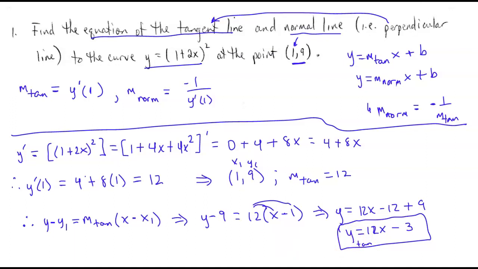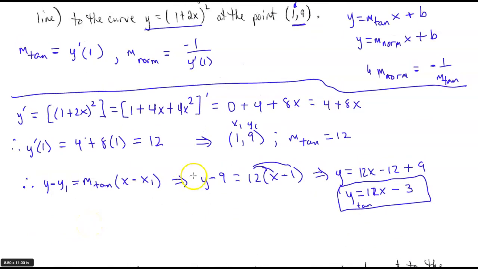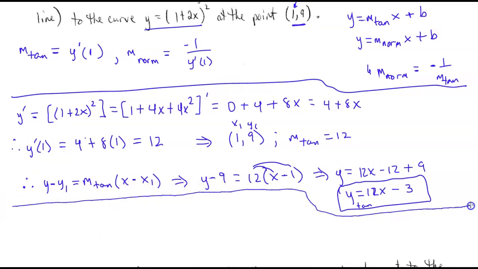All right, so the next thing that we need to do is find out what the equation of the normal line would be, okay? And so for the normal line, go ahead and do some separation here. For the normal line, we know that the slope of the normal line is just going to be -1 divided by whatever the slope is I got from the tangent line. And that's just going to be a -1/12. And again, we have the point 1,9.